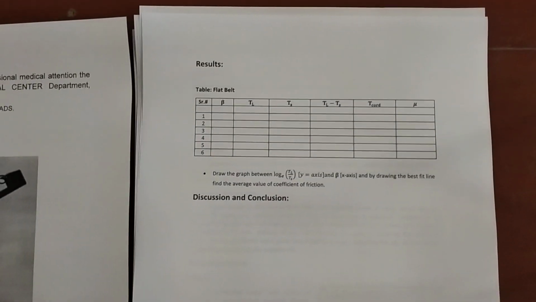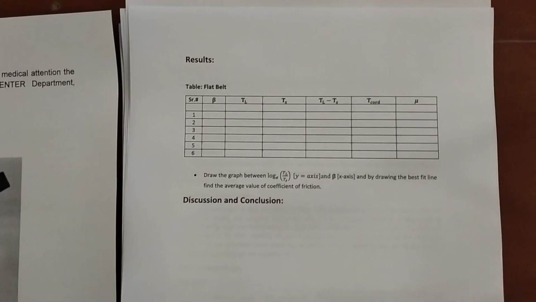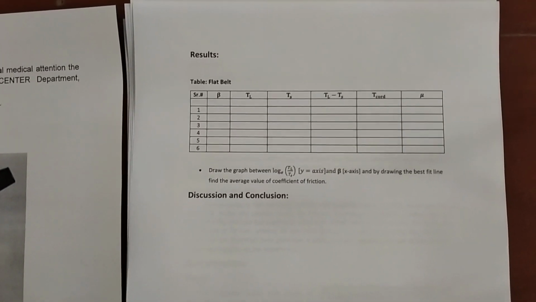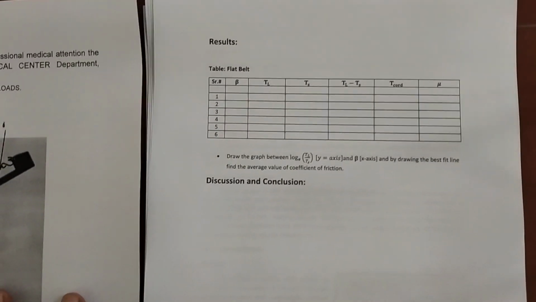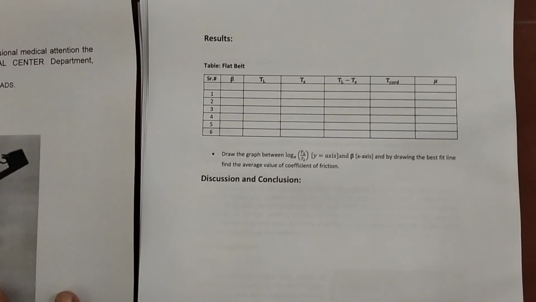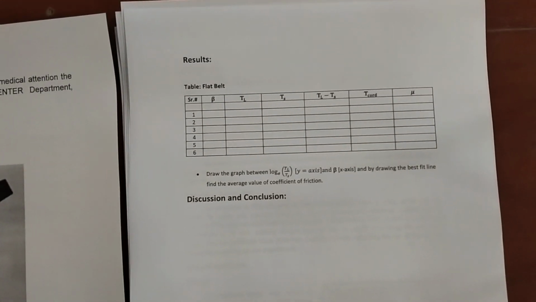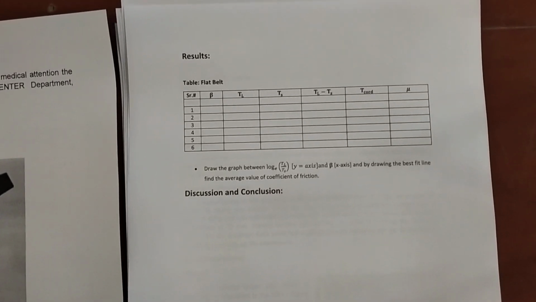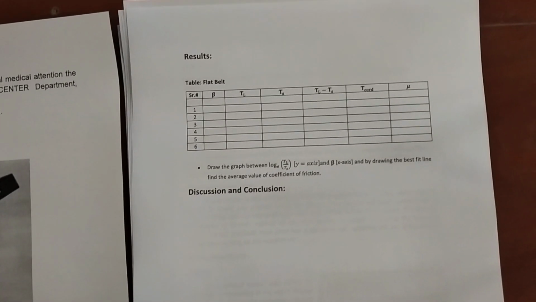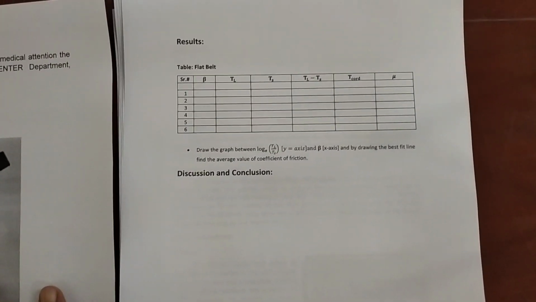Beta is the contact angle, and TL is the higher tension, TS is the smaller tension, and TL minus TS would basically give me the value of the difference of the tension between these two, and T chord is the tension applied to slip for the slippage of the belt. So we will look at these parameters.